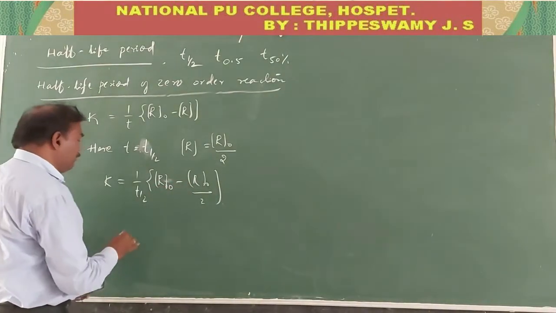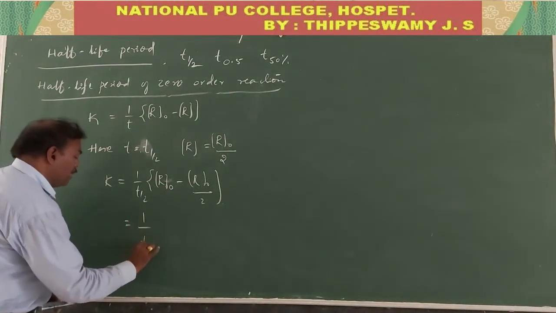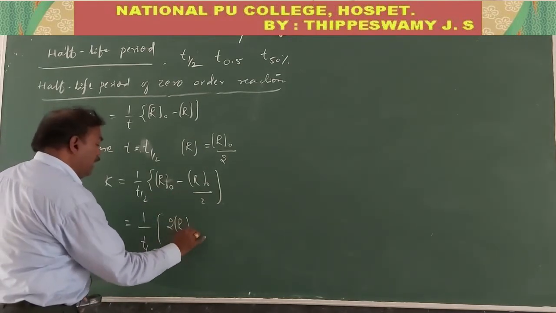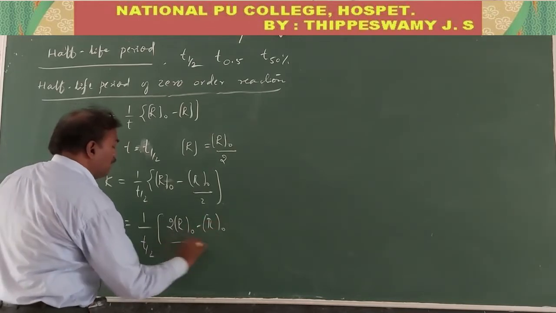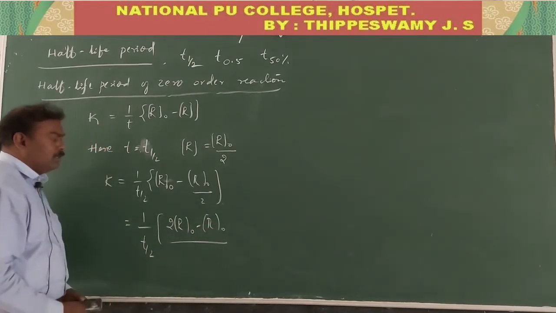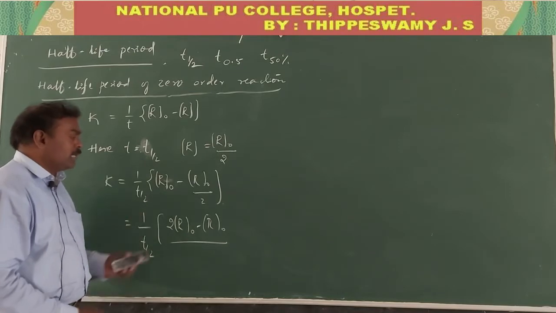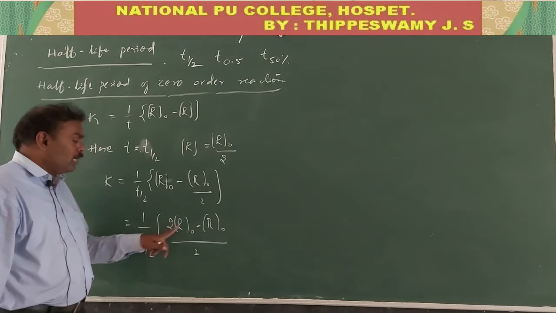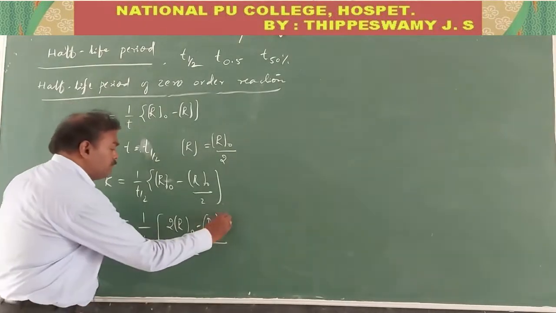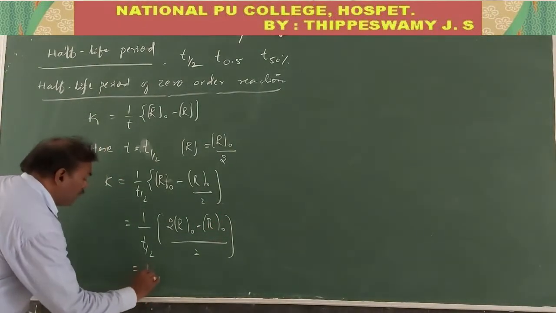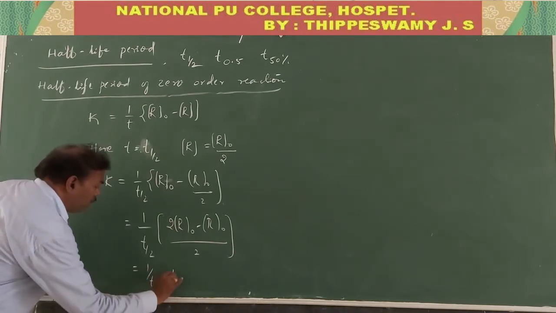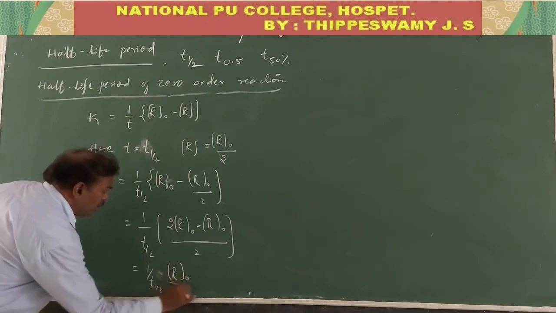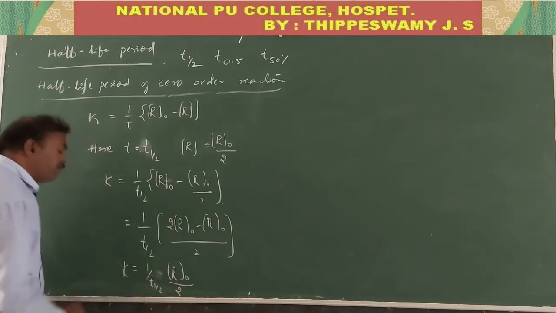You take LCM. This is equal to 1 by t half into (2 R naught minus R naught) divided by 2. So now you tell me, 2 R naught minus 1 R naught, how much are you getting? It is equal to 1 by t half into R naught divided by 2. This is the value of k.